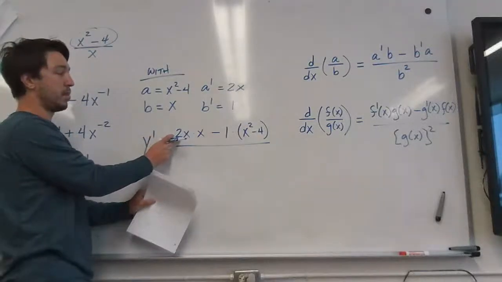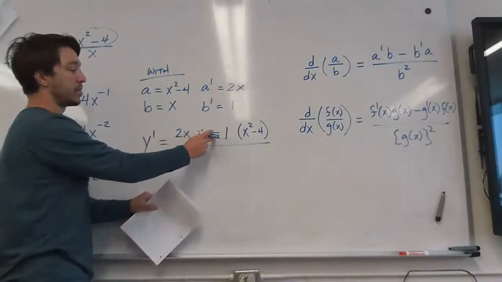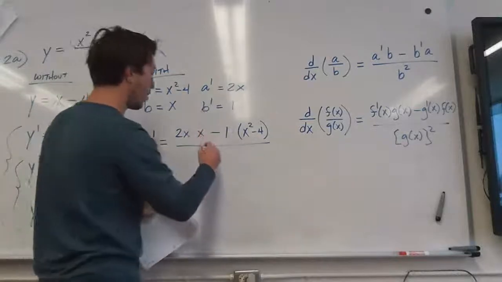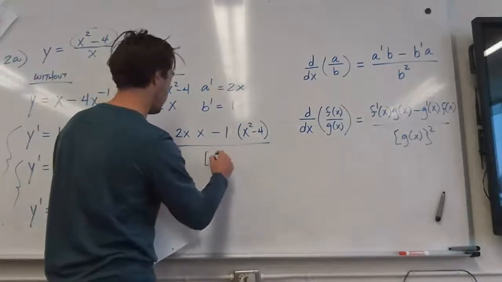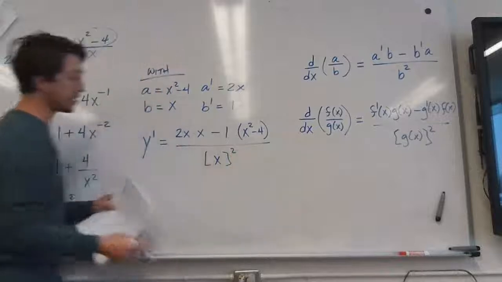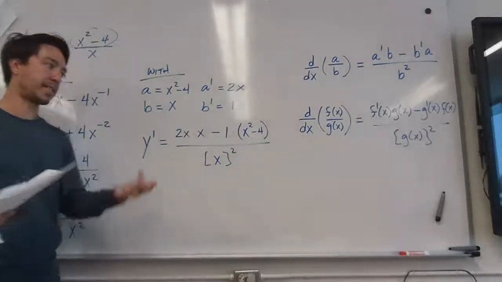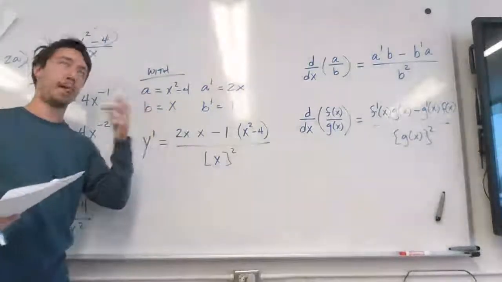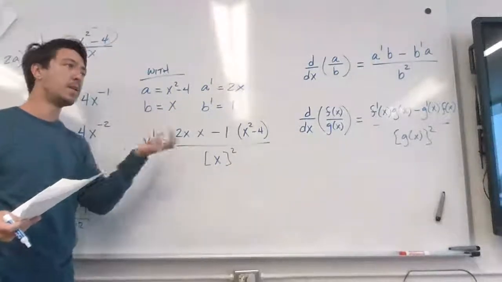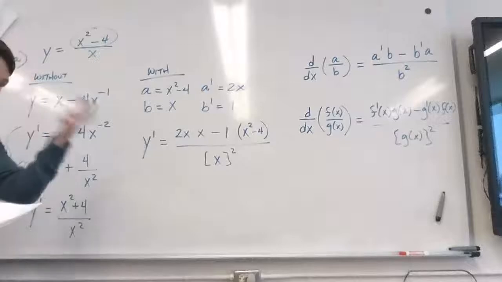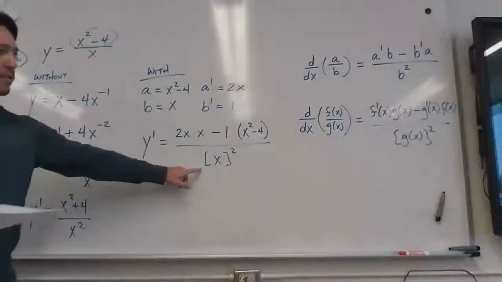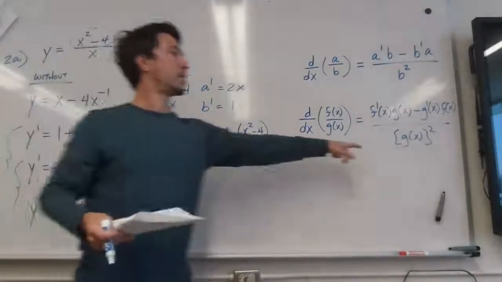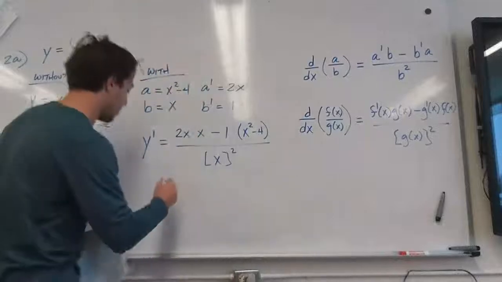A prime times B minus B prime times A all over B squared. Now in this case, B is just a single term, so squaring it's pretty easy. Bear in mind if B is like a binomial or something, then the whole thing gets squared. So often you'll see brackets.